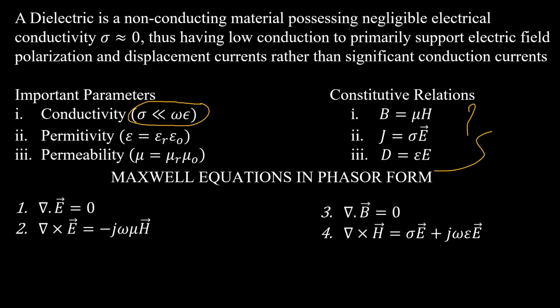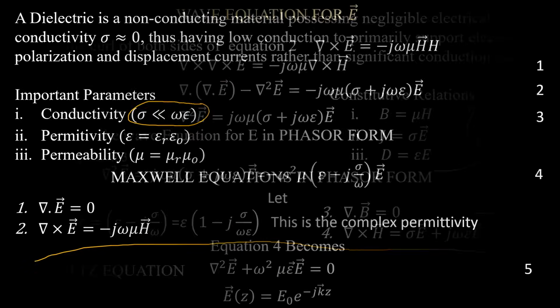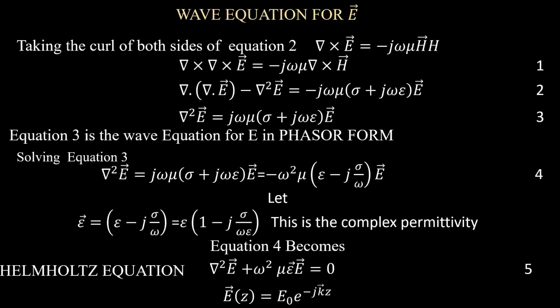This is our Maxwell's equation in phasor form that we're going to be using. So let's go into the wave equation for E. We've derived this before from our conducting medium, so we don't want to start deriving it from the beginning again. So if you don't understand how I did this derivation, you can go back to the conducting medium video I uploaded before this video to get a clue.